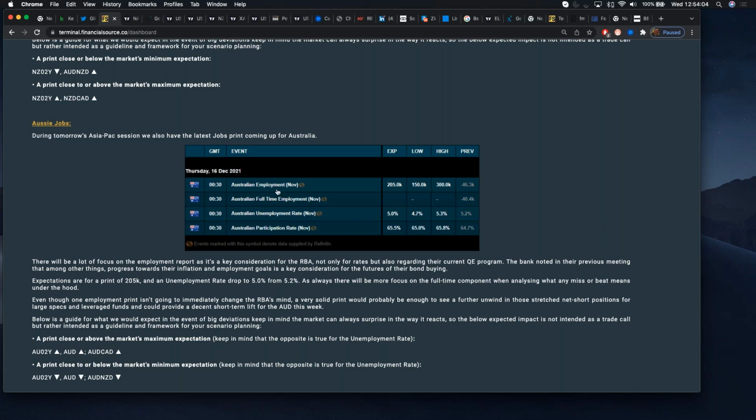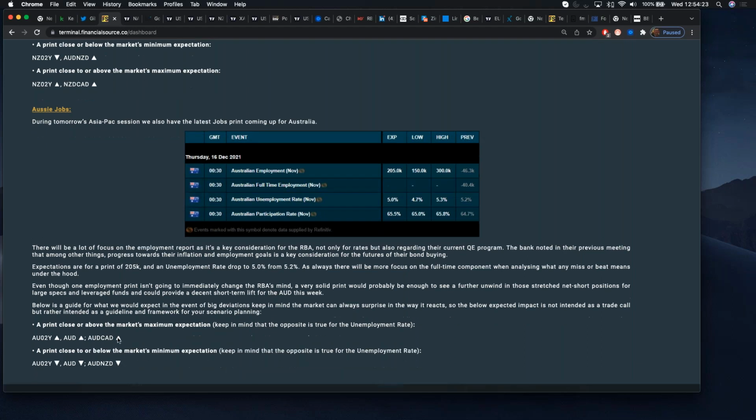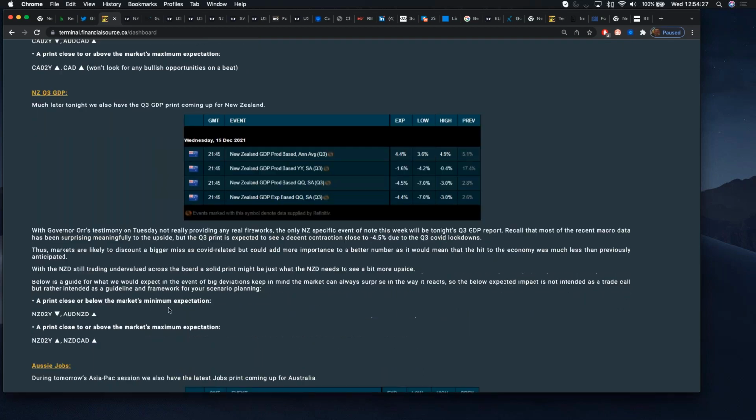And the employment, that's the headline. The best component of that headline is full-time employment. So what we want to see is full-time employment high, 300,000 jobs, most of that full-time, unemployment low, and participation rate high. Now that would be good for Aussie CAD, okay? If it's a big miss, then look for Aussie New Zealand dollar downside, particularly if the GDP data is good for New Zealand. All right, folks, I hope that's all making sense.